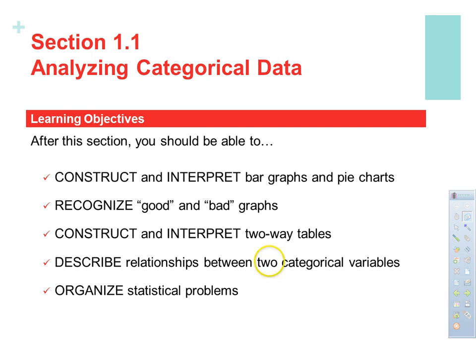This time around. And then tomorrow night, we'll talk about two-way tables and possibly trying to find relationships between a couple of categorical variables. And then we'll talk a little bit about how we want to organize our statistical problems as we go through and try to solve them. We'll talk about that more tomorrow night.